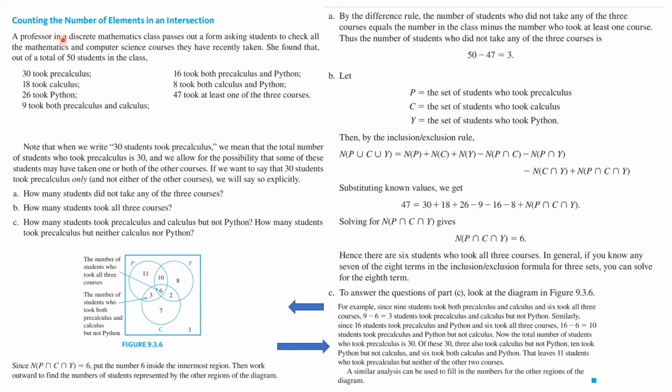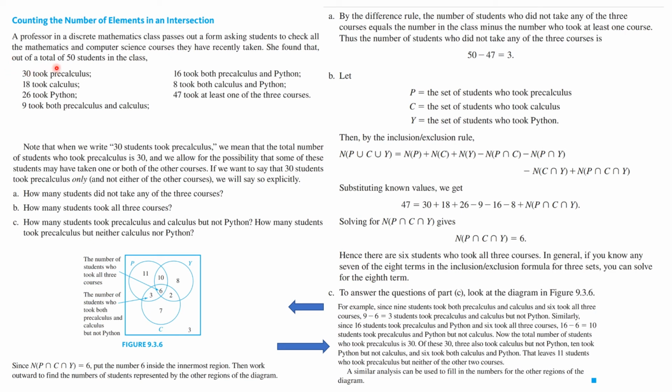Let's do another example, and this is sometimes called a survey problem, and I like problems like this. It wouldn't surprise me if on midterm and final exams there might be something like this. Counting the number of elements in an intersection. So here's the story. A professor in a discrete math class passes out a form asking students to check all the mathematics and computer science courses they have taken recently. This must have been before COVID.